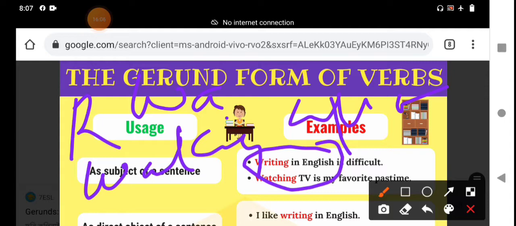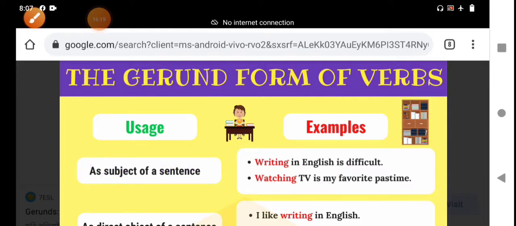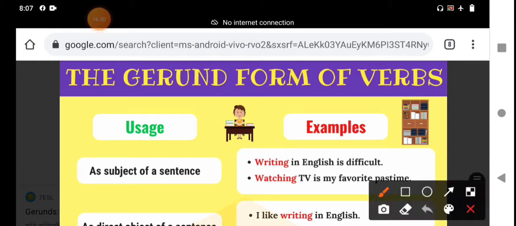It is formed from the verb as a present participle, but we should not say it is a present participle. What is the difference between present participle and verbal noun? I will explain. Here, writing in English is difficult. The entire phrase is called a gerund phrase. Writing in English, the entire phrase, functions as a gerund. It is the subject of the sentence.